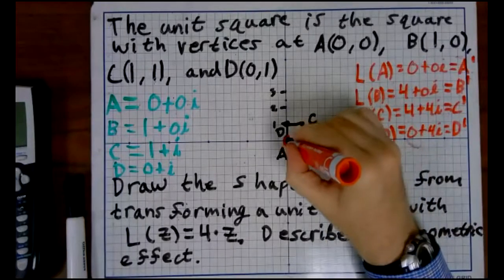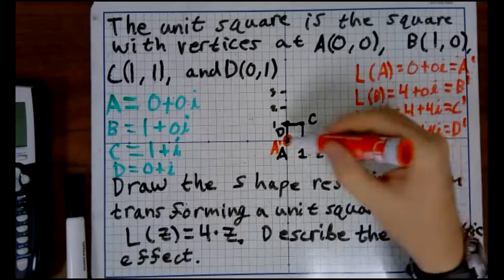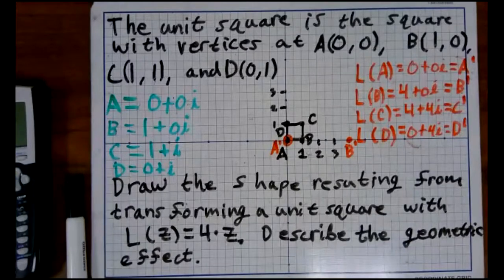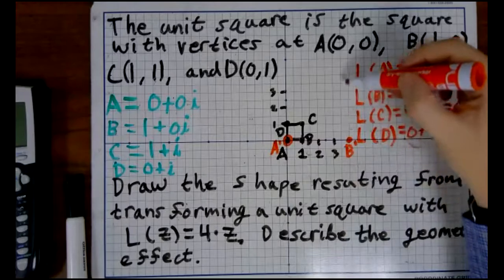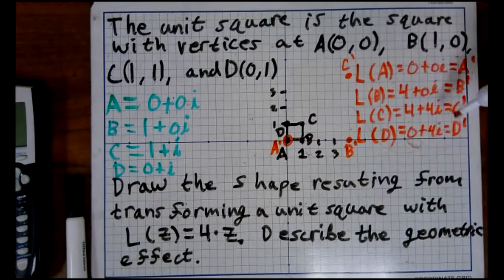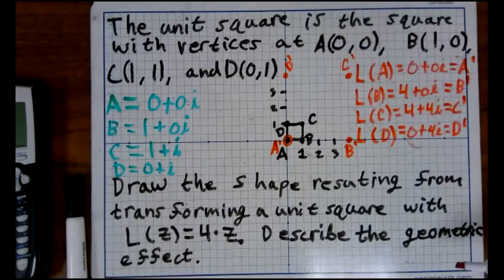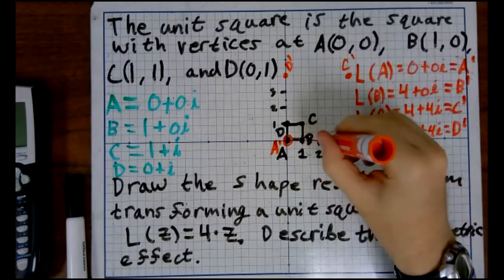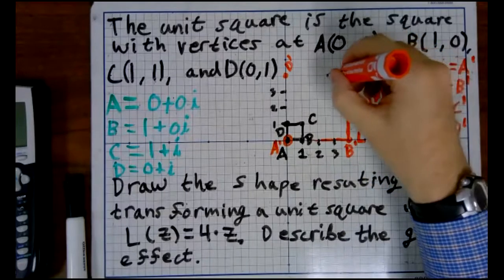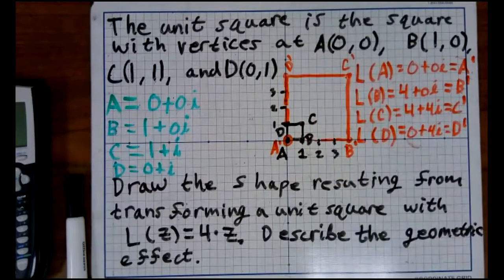Well, there's A prime. A didn't move at all. But B prime is now at 4 plus 0i. It's here. C prime is 4 plus 4i. And finally, D prime is 0 plus 4i. Connect the dots, and we have our shape.